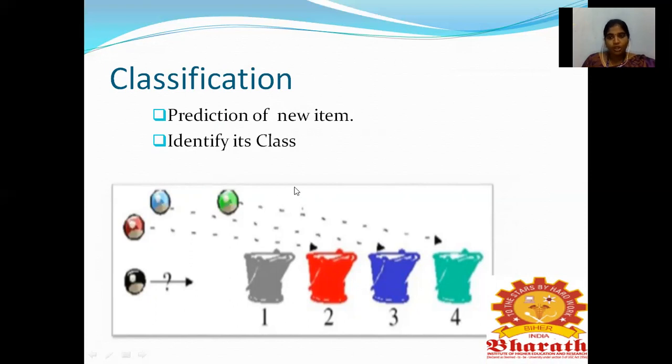That means belonging to the low income. Likewise, what we are doing is called classification. Based on some criteria, we are classifying them and putting them into a class. This we are predicting. Okay.